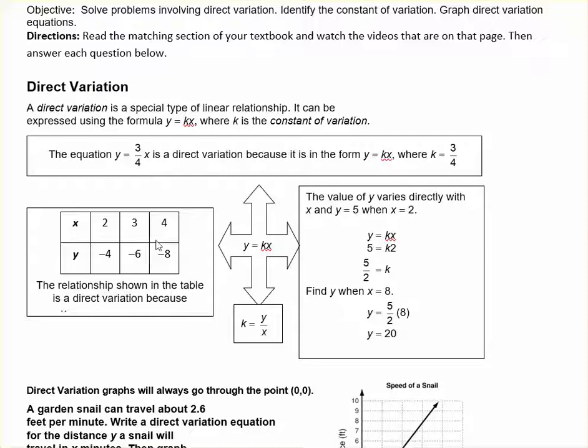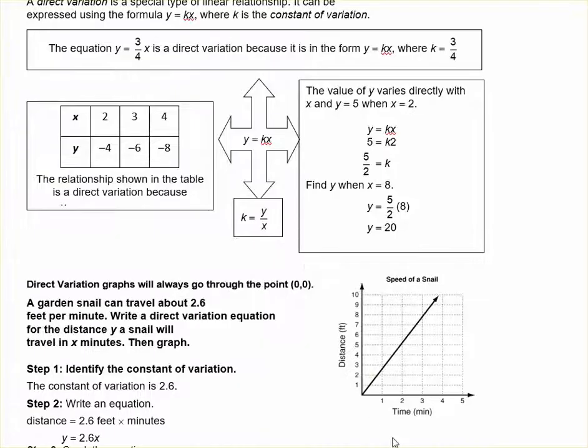All direct variation equations are like this. They all have y equals something times x. There's nothing added or subtracted from the end. Another way of thinking about that is that the y-intercept is always 0.